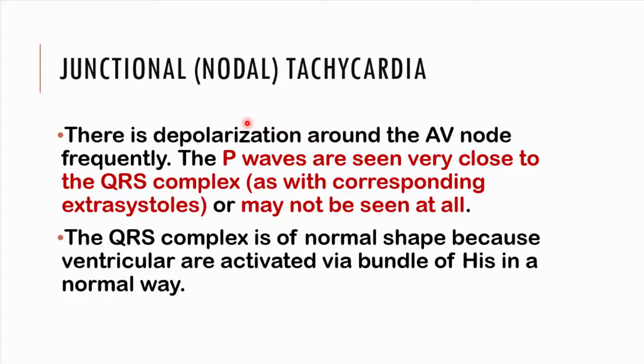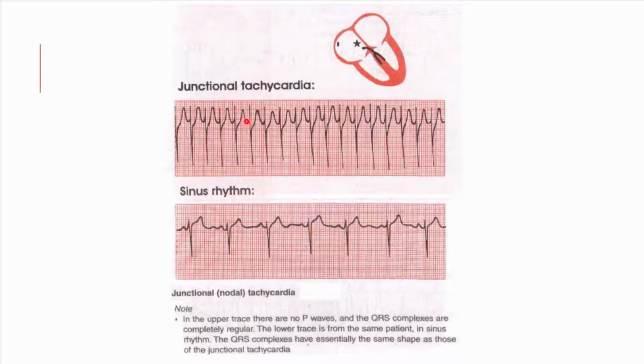Then you can also have junctional or nodal tachycardias. So here there is depolarization that's happening around the AV node. The P waves happen to be very close to the QRS complex, and they may look like extrasystoles, or you may not even see the P waves at all. And usually the QRS complex is of normal shape because the ventricles are being activated in a normal way via the bundle of His. So at the bottom here, you have a sinus rhythm, where you have a P wave, a QRS complex, a T wave, a P wave, a QRS complex, a T wave. So this is a normal sinus rhythm.